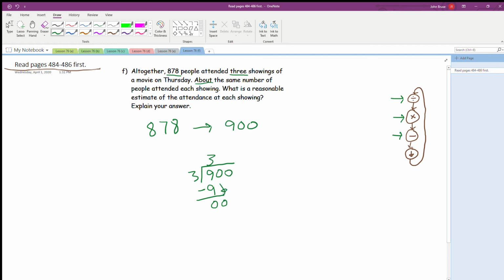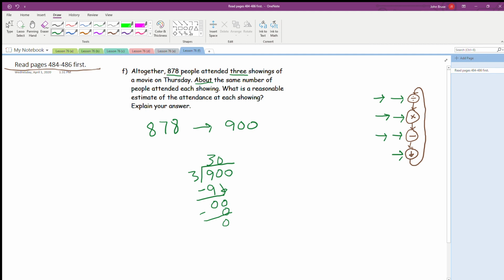All right, so we did that. Now we have a new problem. 0 divided by 3. Well, that's going to be nothing. So we're going to put 0 here. 0 times 3 is 0. That was our multiplication step. And then we're going to subtract. 0 minus 0 is 0.